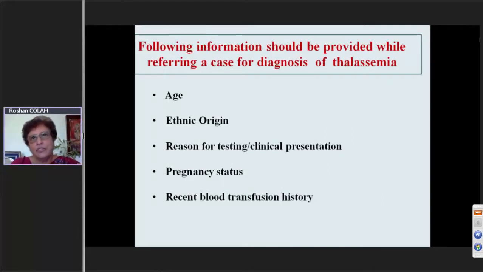So when a case is referred to you, there is a small amount of basic information which you must ask for. How old is the individual? What ethnic group does he or she belong to? Why is the testing being asked for? Is there any clinical presentation? If it's a female, is the lady pregnant? And is there any recent history of blood transfusion? Because these can complicate your results.